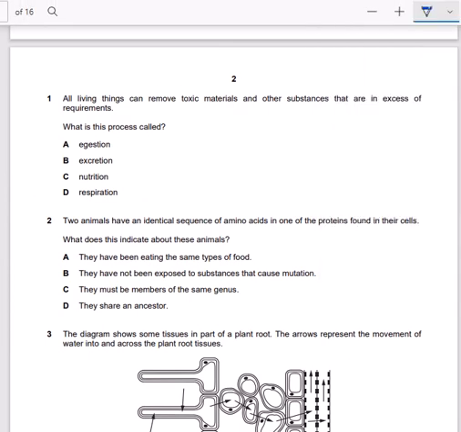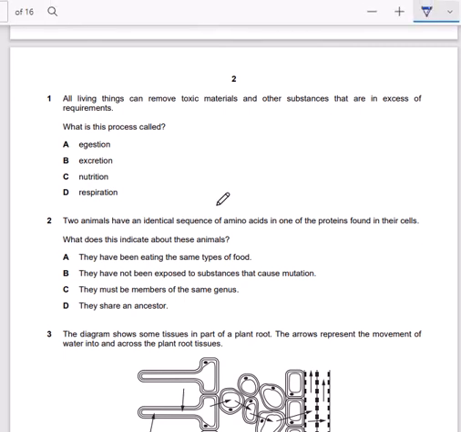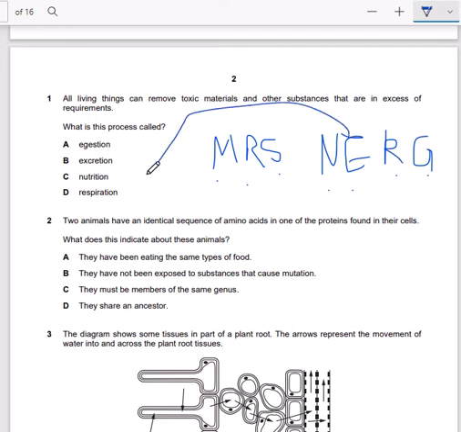Okay, let's start. All living things can remove toxic materials and other substances that are in excess of requirements. What is this process called? As we know the short form, MRS GREN: movement, respiration, sensitivity, nutrition, excretion, reproduction and growth. Excretion. Excretion is the removal of toxic materials and other substances that are in excess of requirements.